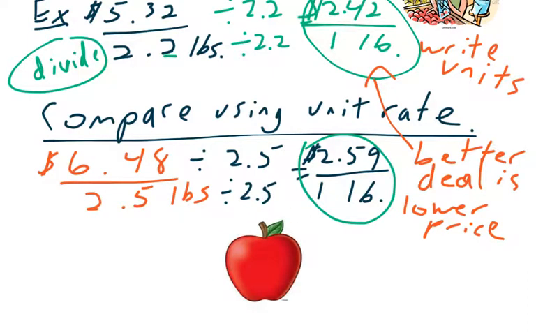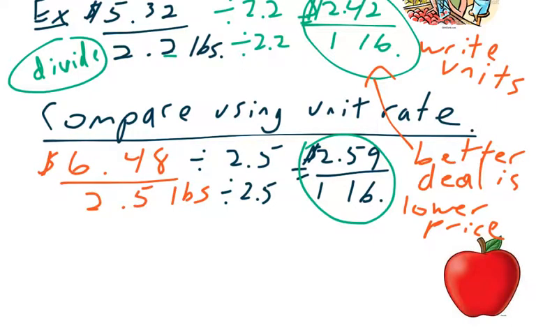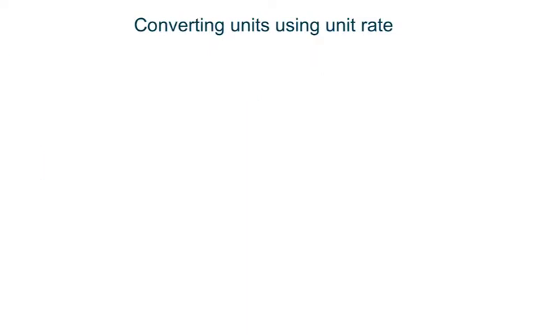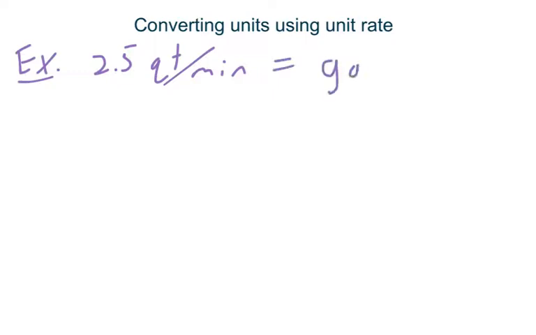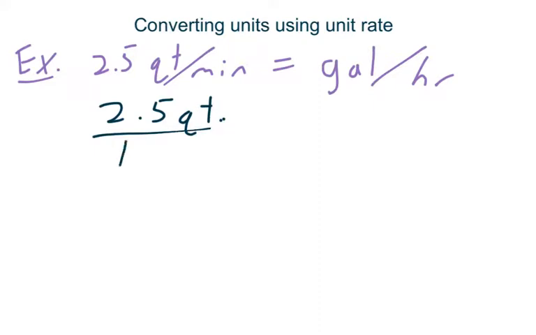All right, our last topic, let's talk about converting units. And when we convert units, we use unit rate. So for example, if I wanted to convert 2.5 quarts per minute into gallons per hour, the first thing I would do is write what I'm given. So 2.5 quarts, or write what I know, over 1 minute. So I just wrote that given information as a fraction.